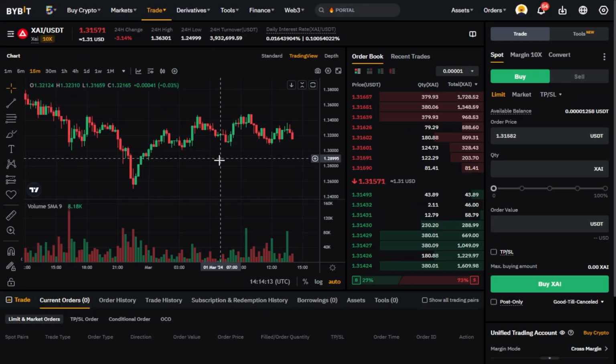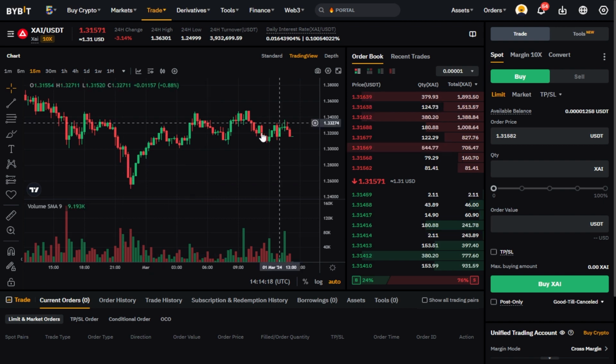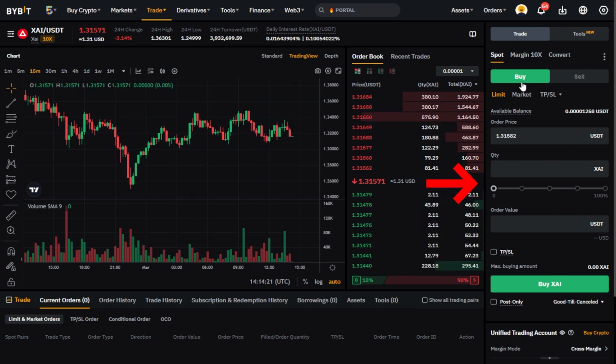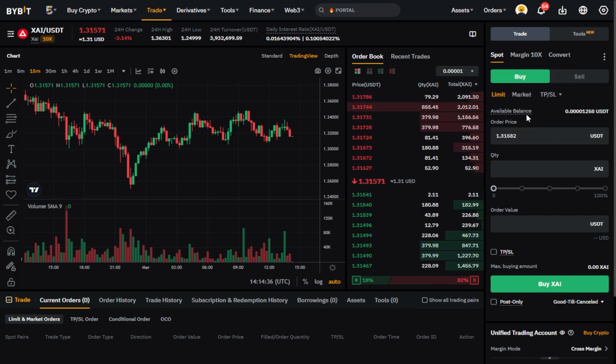Once we have switched to a certain currency pair, we can buy it safely. We can do it in the right corner of Buy and Sell. Let's say we want to buy KSAI for USDT. We have several ways to buy here. These are limit buy and buy at market price. If you want to buy the currency at a specific price, then I suggest you put limit buy. If you want to buy currency immediately, you click on market.